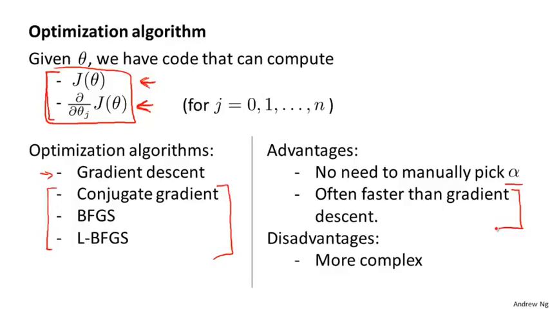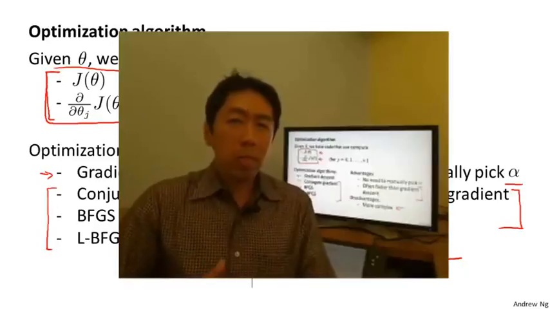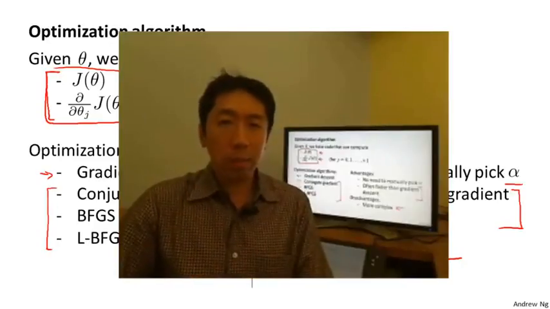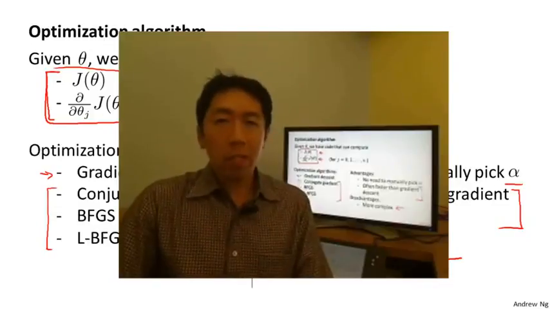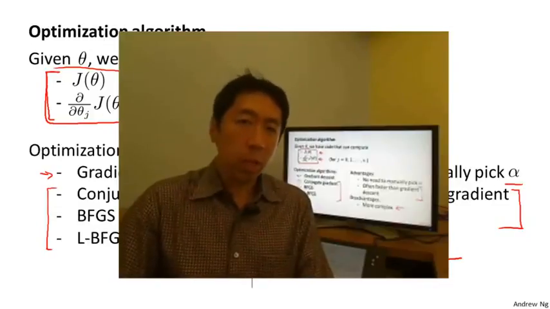If these algorithms have a disadvantage, I'd say that the main disadvantage is that they're quite a lot more complex than gradient descent. And in particular, you probably should not implement these algorithms, conjugate gradient, L-BFGS, BFGS, yourself, unless you're an expert in numerical computing.